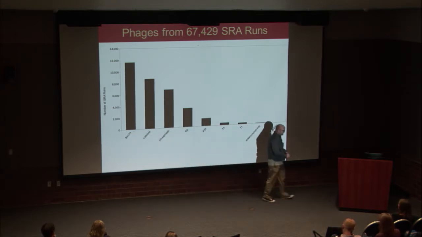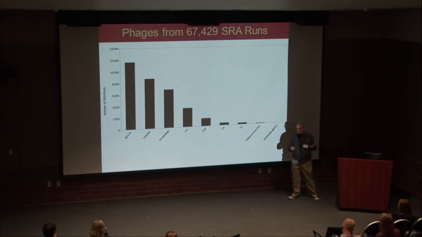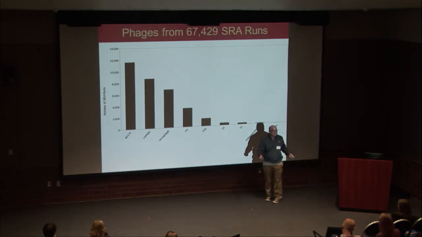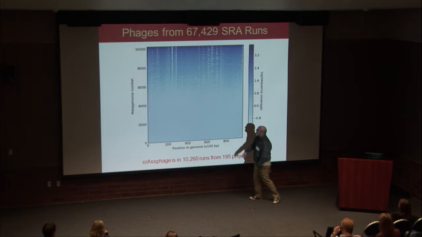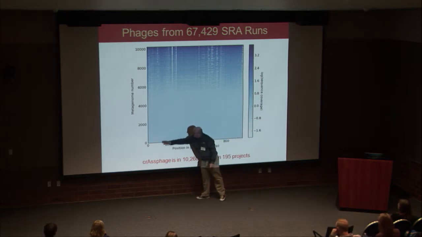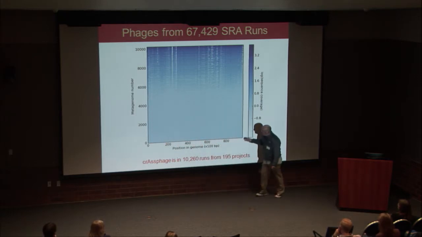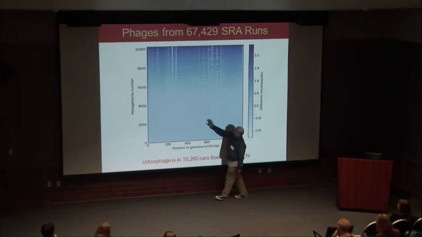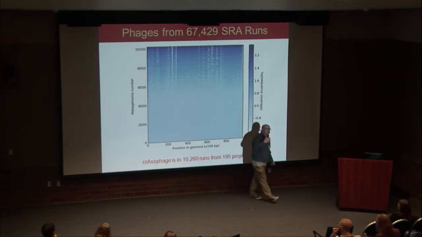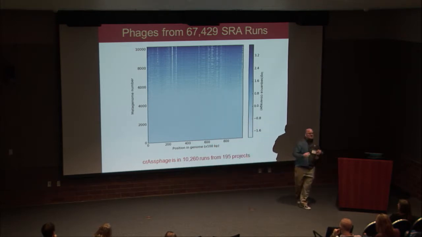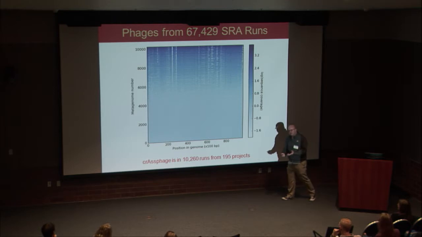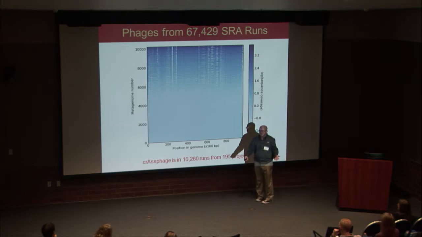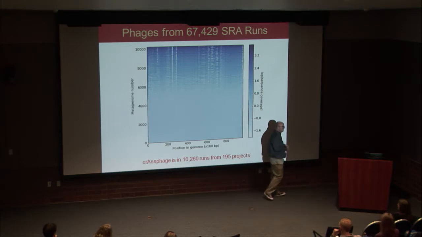Okay, that's crass phage. So we've got a lot of crass phage. It's in about 10,000 metagenomes. And so we can take those 10,000 metagenomes, and we can plot along the bottom here our phage genome. This is in hundreds of base pairs per unit. And we can just plot the coverage in each metagenome. And we can see there's a lot of crass phage. It's really abundant. You can go find it all over the place. It's a super abundant phage.